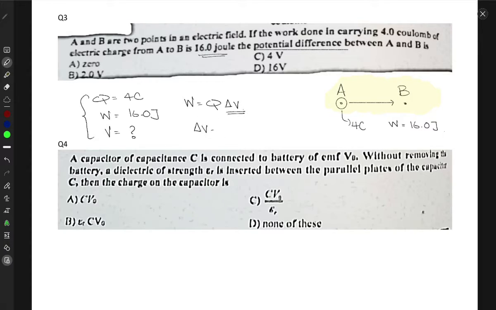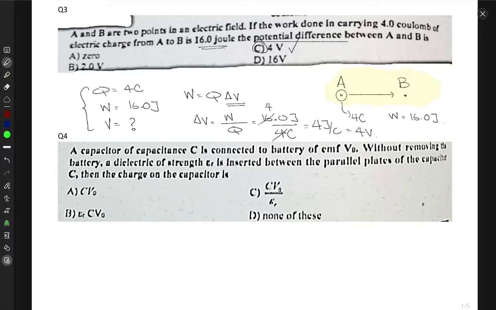So let's just factor this thing out, and we get the work done to take the charge from A to B divided by what charge that you are taking. So that's Q. So this would be 16.0 joules divided by 4 coulombs of charge. We know that that's 4.0 joules per coulomb. But we know joules per coulomb is defined as volts, right? So that's just 4 volts. And so we see that that's option C, 4 volts. So that's the correct answer to this problem.